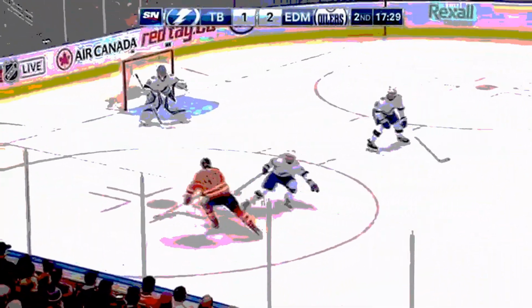McDavid. Moves in, McDavid goes upstairs! What a goal!